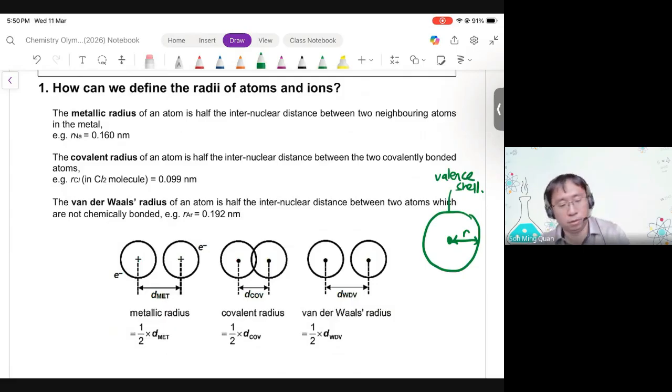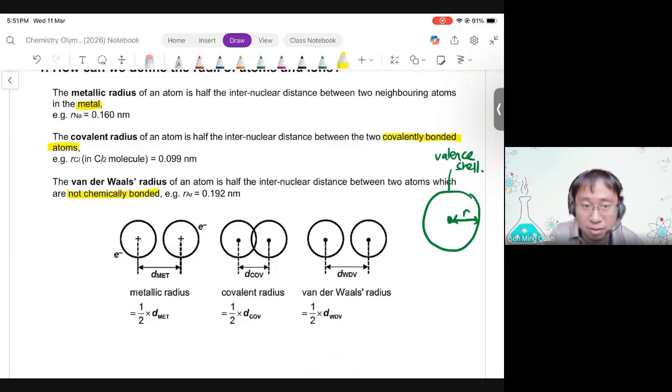Why so? We have different materials with different types of bondings. Remember, our substances don't exist as just one atom, right? They can be bonded together. So depending on the type of bonding, you will realize that the measurement of this radius changes slightly. For example, I've shown you here metallic radius, covalent radius, and finally the last one is called van der Waals radius. Now, I would like to pay attention to the van der Waals radius for now.